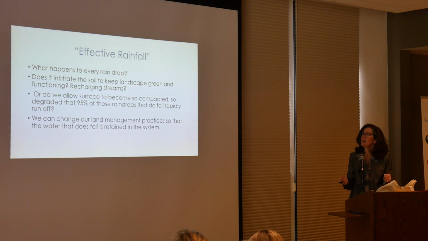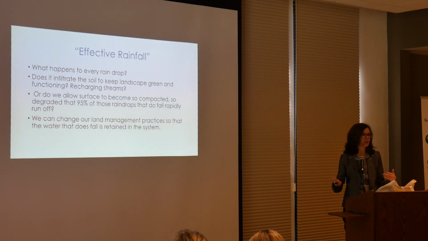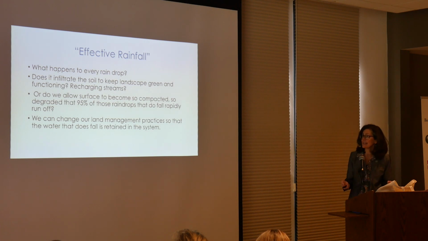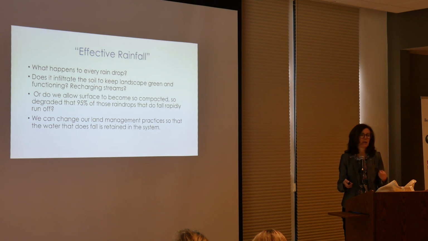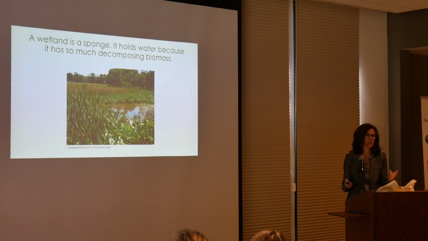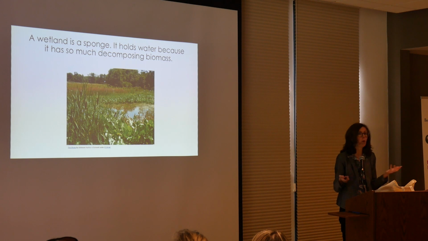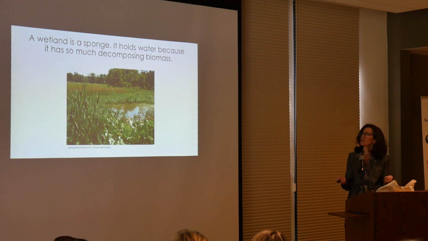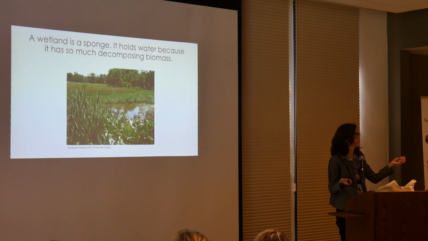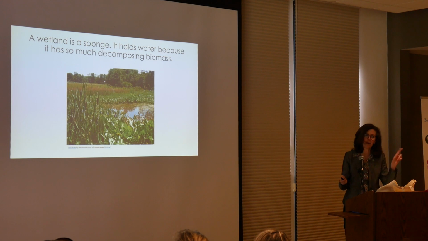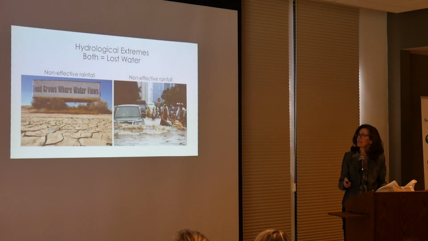And how do you do that? Well, you change your management practices, so you encourage that water to stay in the system. Things like compaction and paving discourage effective rainfall, okay? If you think about an effective system, a wetland is an effective functioning sponge. Over time, humans have drained wetlands because that's where the really great soil is, because there's so much decomposition happening there. But we don't want to drain any more bogs or wetlands, okay?